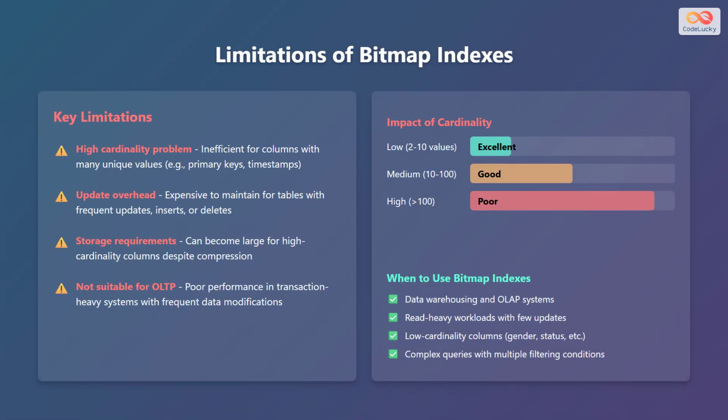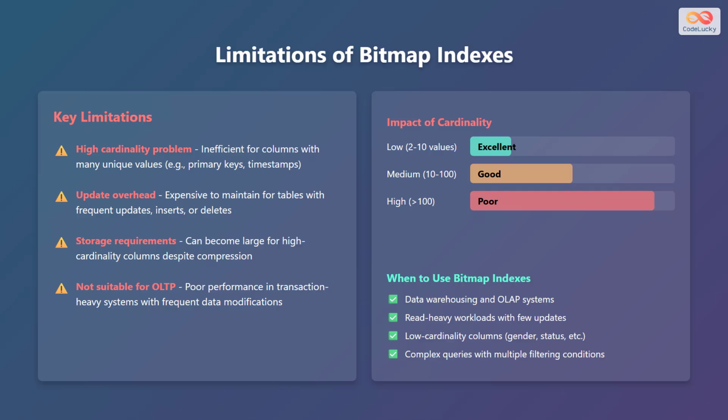Bitmap indexes also have key limitations. They have a high cardinality problem and are inefficient for columns with many unique values, such as primary keys or timestamps. There is update overhead. It can be expensive to maintain for tables with frequent updates, inserts, or deletes. There are also storage requirements. Bitmap indexes can become large for high cardinality columns, even with compression. They are not suitable for online transaction processing. They have poor performance in transaction-heavy systems with frequent data modifications.